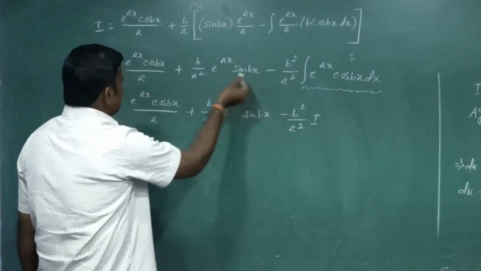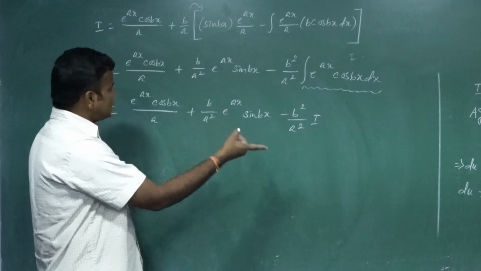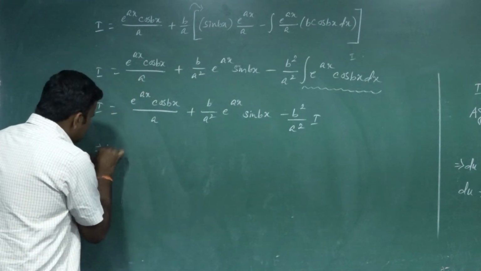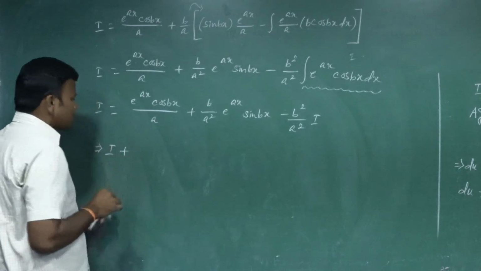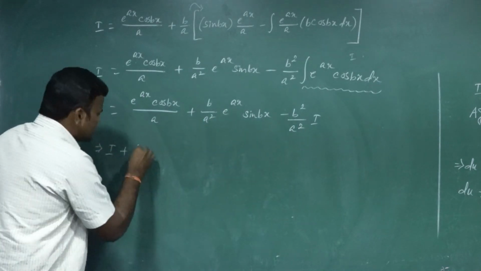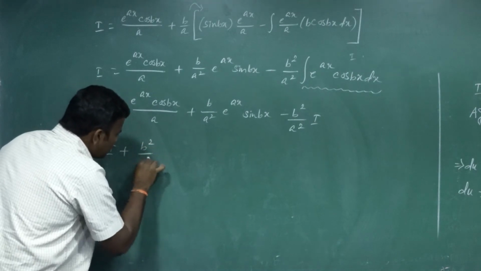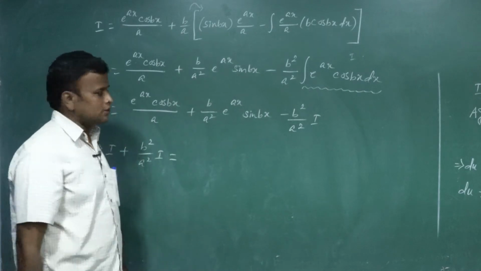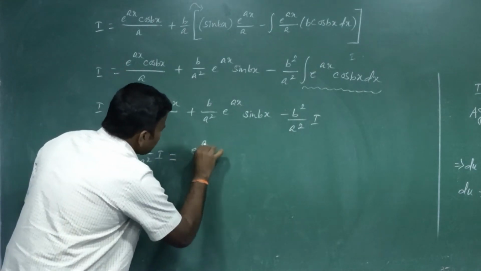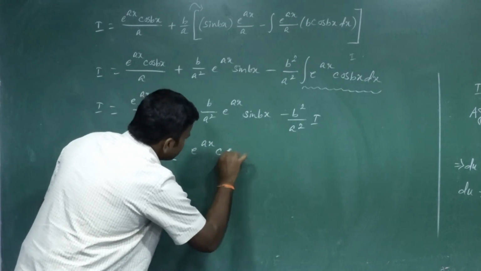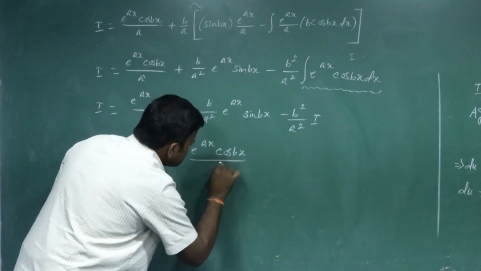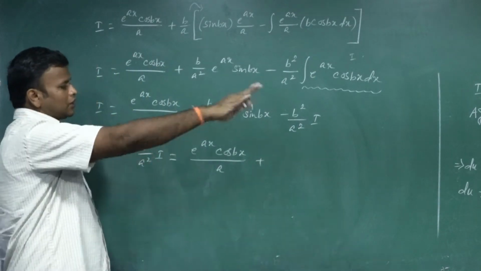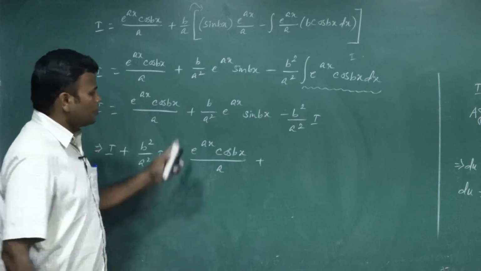Suppose the minus term comes to LHS, it becomes plus. Already the term I is there in LHS. The minus term becomes plus b square by a square into I. In RHS, the first term is e power ax cos bx whole divided by a, plus in the second term also I will take whole divided by a square also. What is the second term?